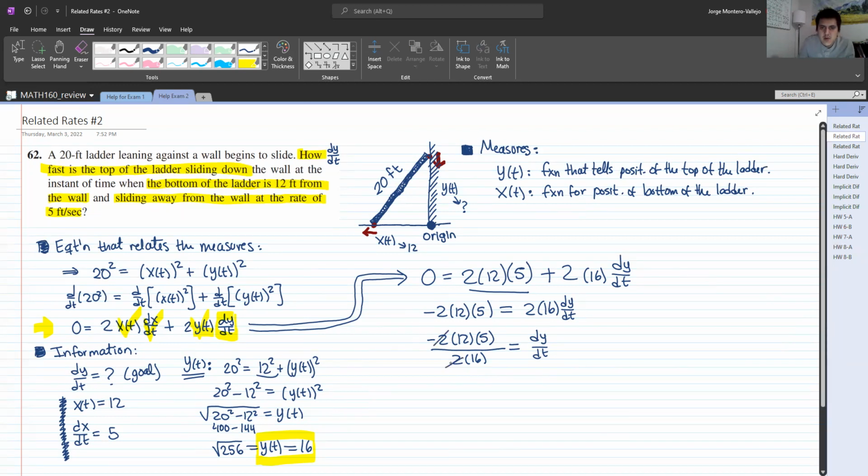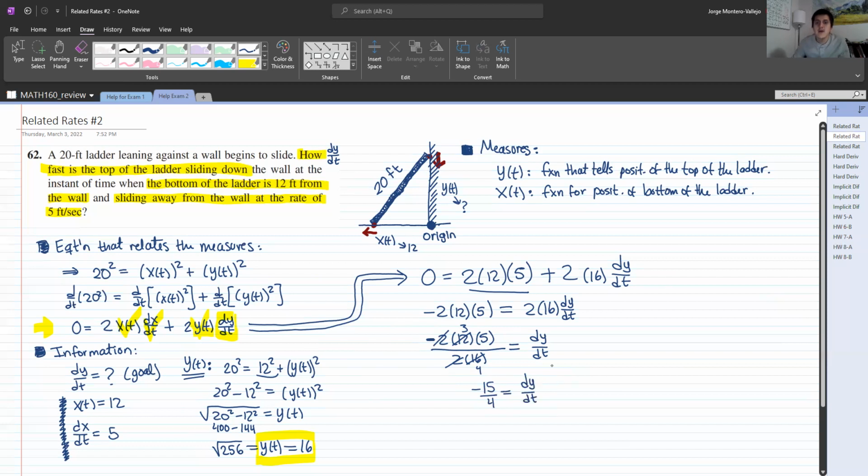Okay, so let's see. The 2 and the 2 go away. 12 and 16 can both be divided by 4. So I divide 12 by 4, I get 3. I divide 16 by 4, I get 4. Right? Then I have 3, 5, and 4. I cannot do any more simplifications. Now, remember that there is a negative sign there. So negative 3 times 5, that's negative 15, and then divided by 4. So negative 15 divided by 4, that's your dy/dt.